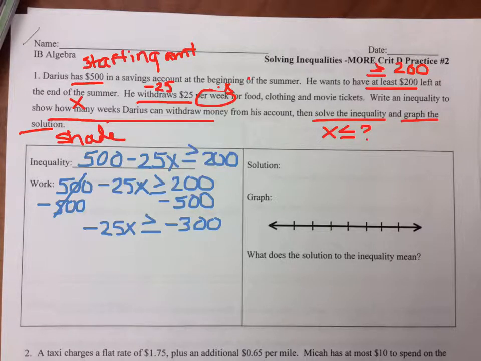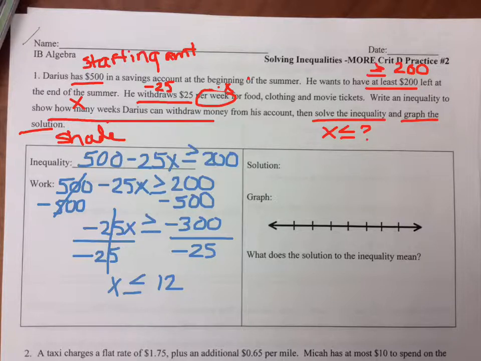So here, when I go to get rid of that negative 25, it's attached to the x by multiplying, so I'm going to divide, and I'm going to divide by the negative 25 so that the negative and the negative cancel out here, and I have just x. I'm going to flip my sign, because I'm dividing by a negative number, to be less than or equal to. I'm going to divide on this side, negative 300 divided by negative 25. Negative 300 divided by negative 25 is going to be a positive number because it's a negative divided by a negative. I did it in my calculator, I got 12. So x is less than or equal to 12 is our solution.